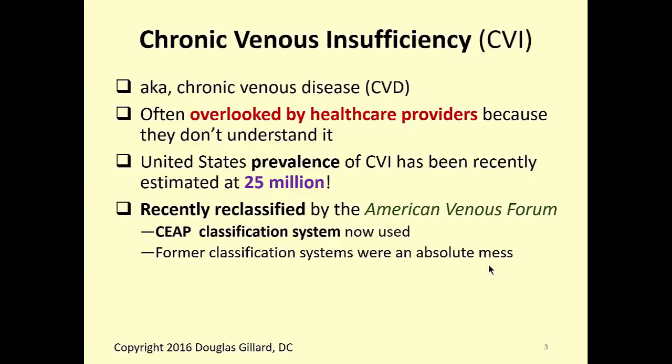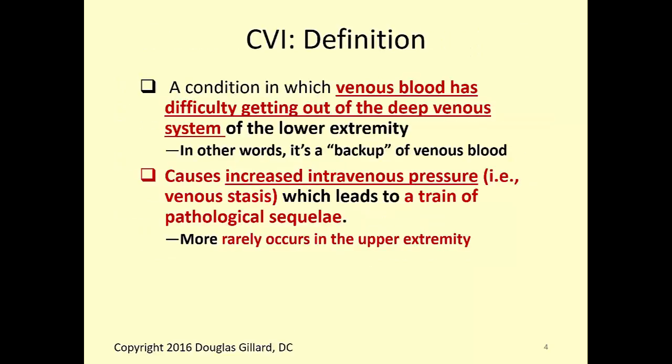So chronic venous insufficiency. We talked about this in lab a little bit. It's commonly overlooked by healthcare providers because they don't understand it. In the United States, the prevalence of CVI, AKA chronic venous disease, is about 25 million. So it's a pretty big number here. It's been recently reclassified by the authorities on this, the American Venous Forum. But its former classification was an absolute mess. Not quite as bad now, but we're not going to worry about all those classifications.